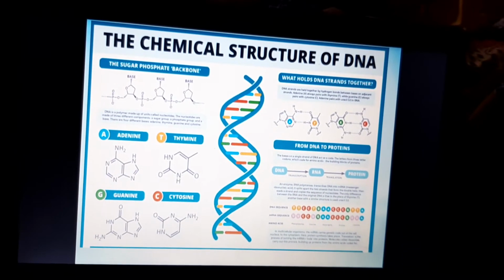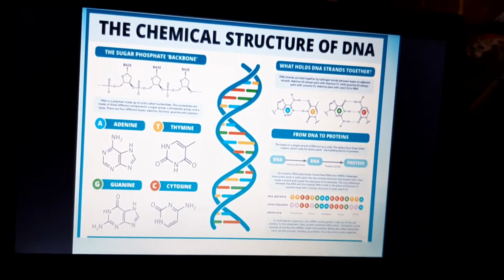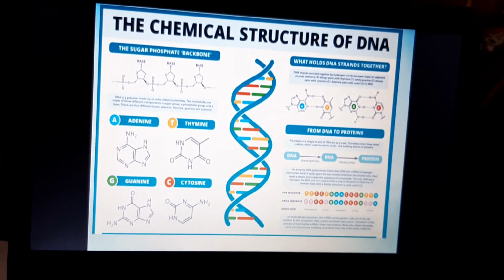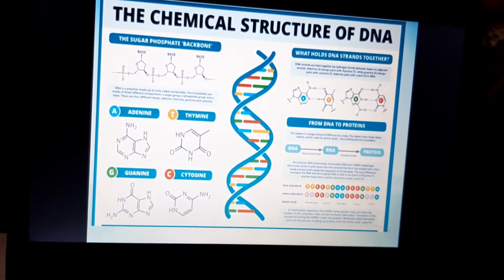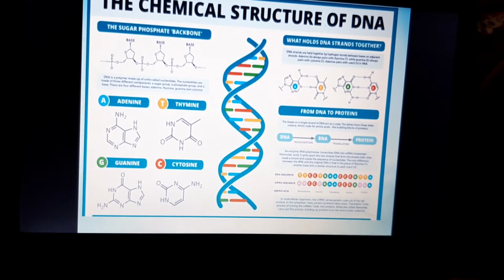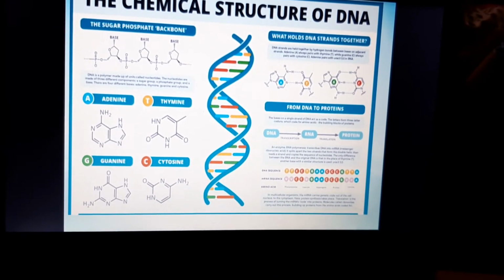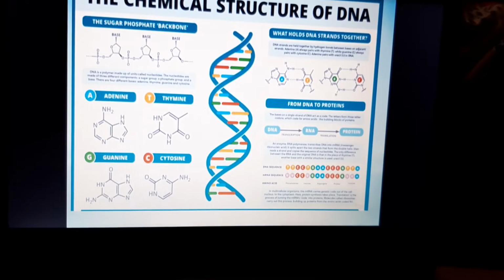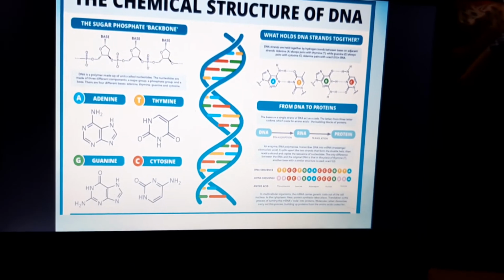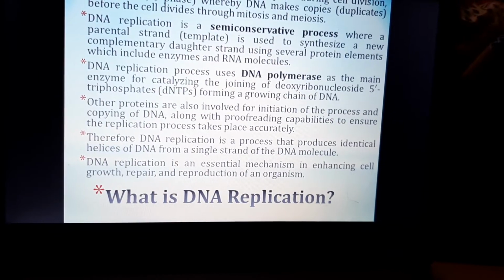This image shows the chemical structure of DNA. It shows the main components of the DNA structure: the sugar phosphate backbone, adenine, thymine, guanine, and cytosine. And from DNA to proteins: DNA to RNA is called the transcription process, and RNA to protein is the translation process. These include the DNA structure and DNA replication.